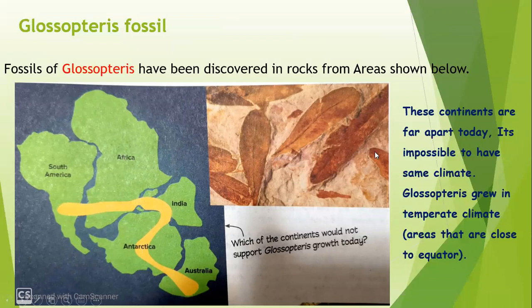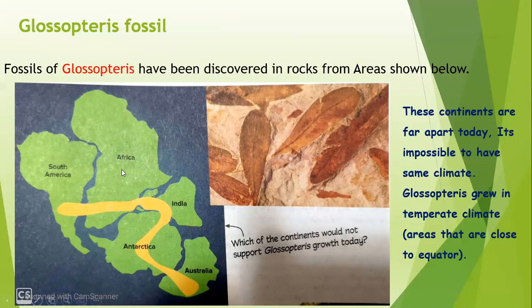He found the fossil of this plant all around the world, on all these continents, South America, Africa, this yellow line going here: South America, Africa, India, Antarctica, and then Australia. Now, today, if you look at the world map, these continents are very far away from each other. They are not close to each other. And they all have very different types of climate, different weather.